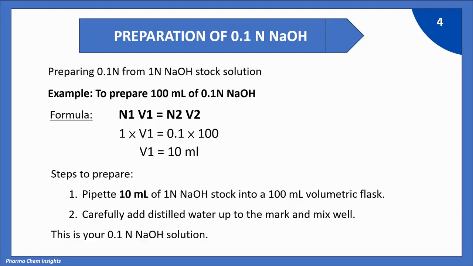Let us see the steps to prepare. So pipette out 10 ml of 1 normal NaOH stock solution into a 100 ml volumetric flask and carefully add distilled water up to the mark and mix well. And your 0.1 normal NaOH solution is ready.